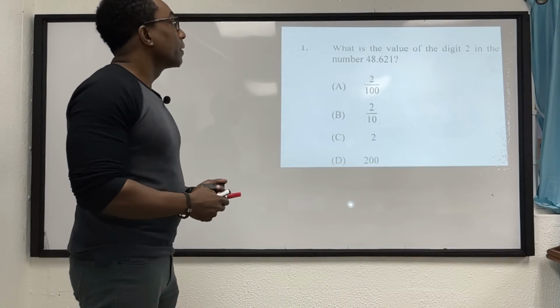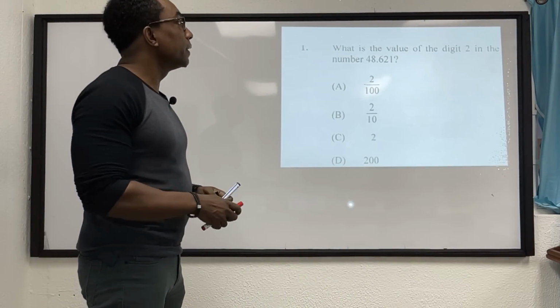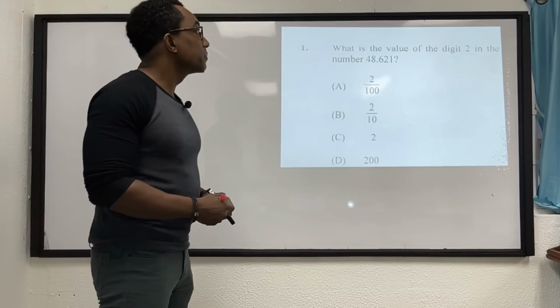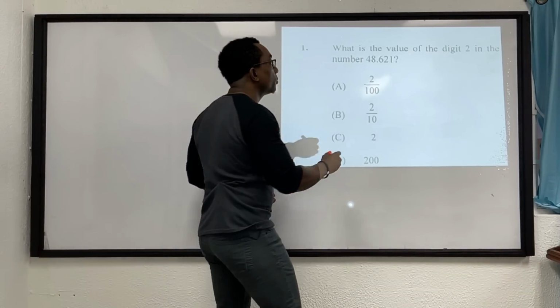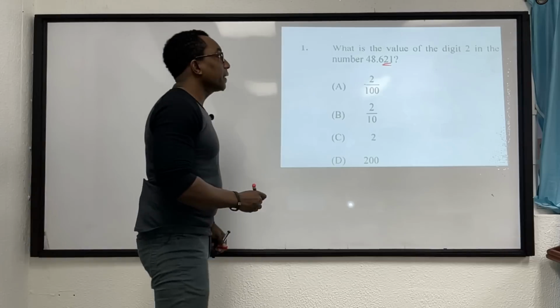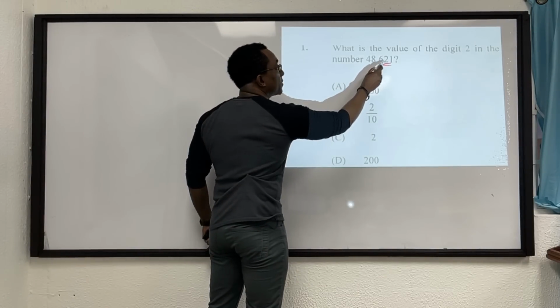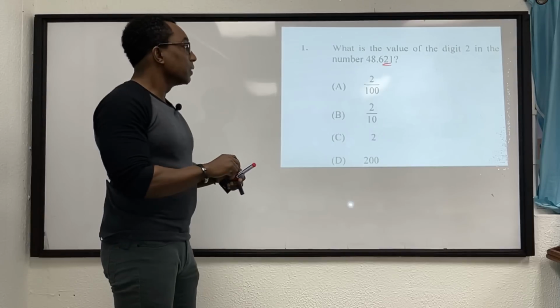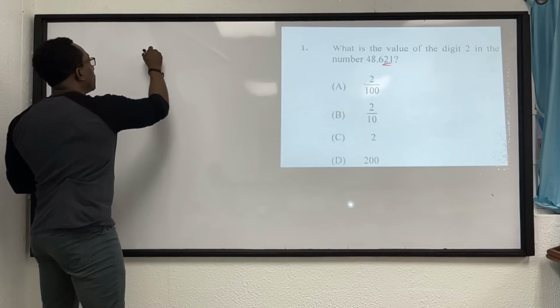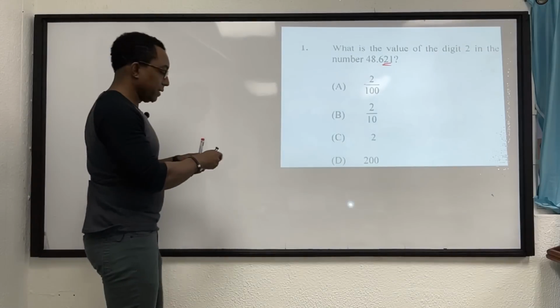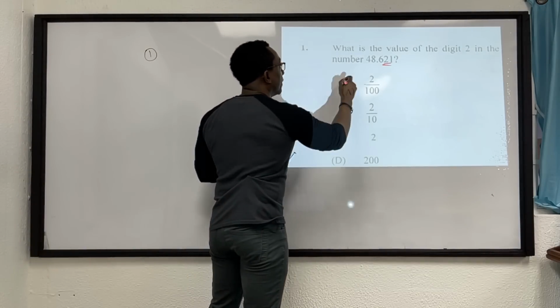Question 1. What is the value of the digit 2 in the number 48.621? So the value of the digit 2 in that number, of course, any digits after the point, 6 will be tenths, 2 will be hundredths. So the answer for question 1 will be A.